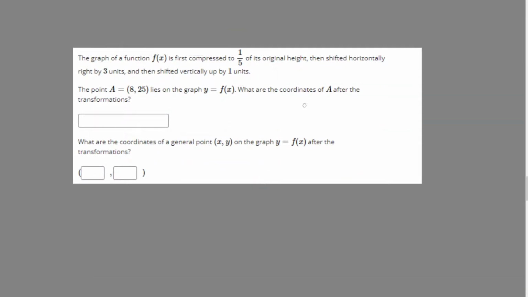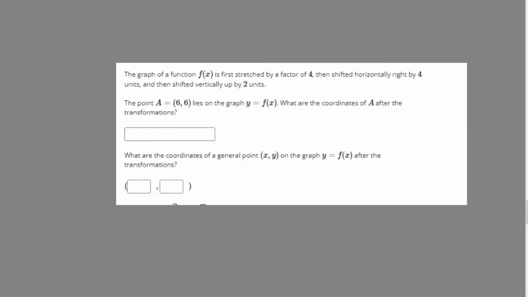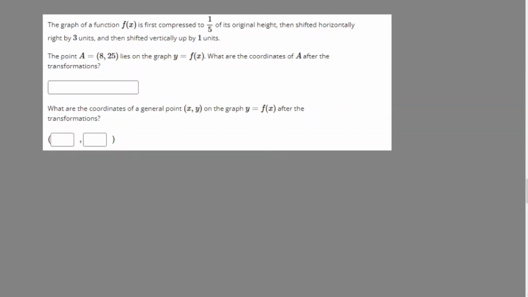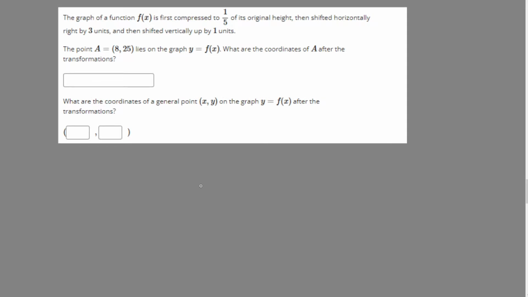This one is saying, the graph of a function, f of x, is first compressed to 1/5 of its original height, then shifted horizontally right by 3 units, and then shifted vertically up by 1 unit. Now, these get a little bit confusing, and I'll go over it. So first, if you remember, we have the point A, 8, 25.